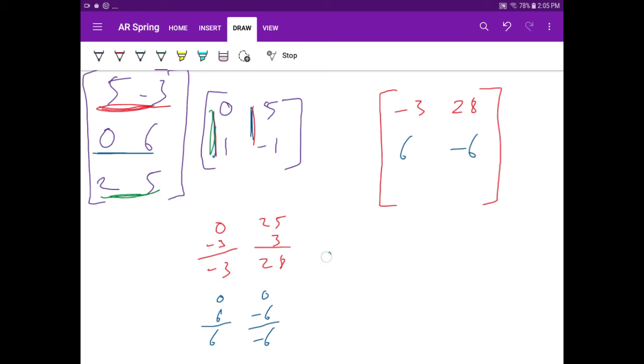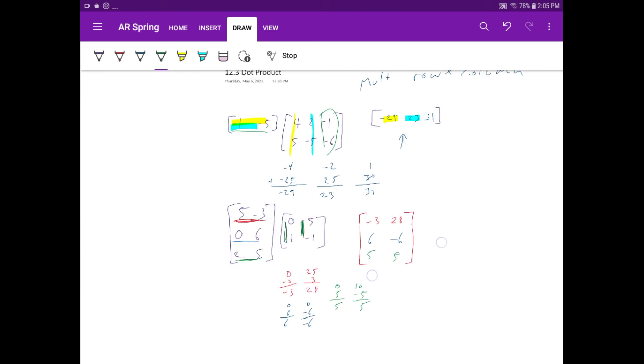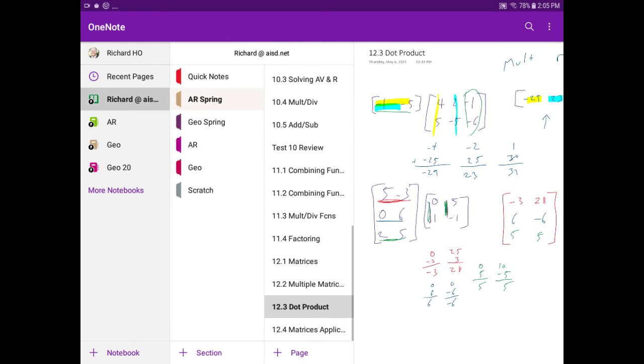2 times 0 is 0. 5 times 1 is 5. Add that together, that's 5. And then now you multiply by this side. 2 times 5 is 10. 5 times negative 1 is negative 5, so that's 5. There you go, that's the answer to that one. So this is the dot product.